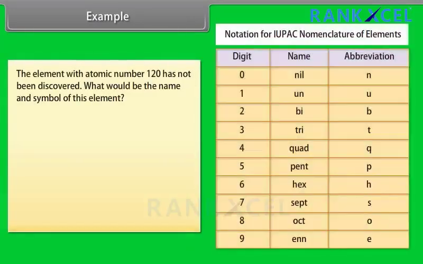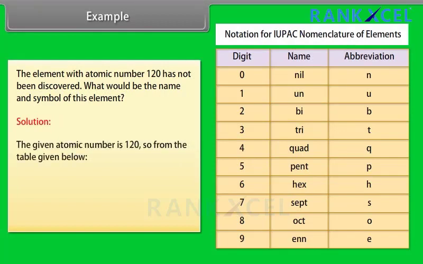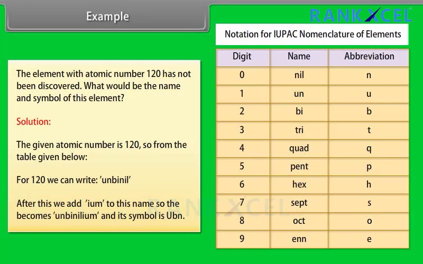Example: the element with atomic number 120 has not been discovered. What would be the name and symbol of this element? Solution: the given atomic number is 120, so from the table given below, for 120 we can write unbinil. After this, we add "ium" to this name, so it becomes unbinilium, and its symbol is Ubn.